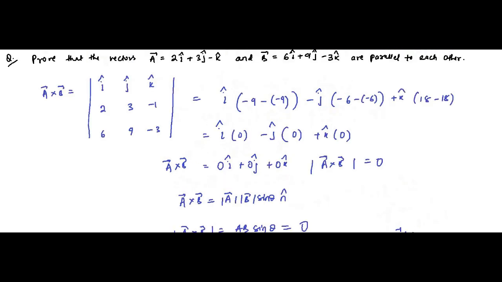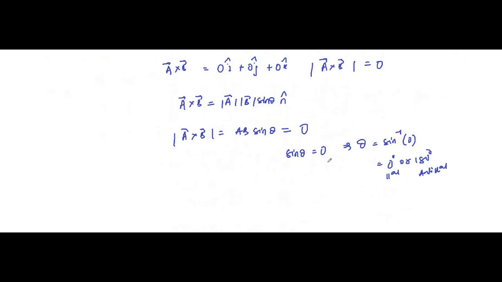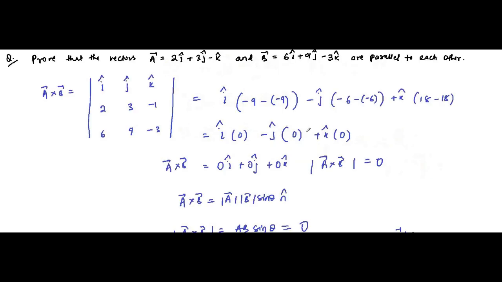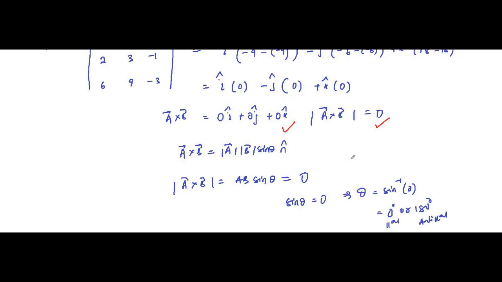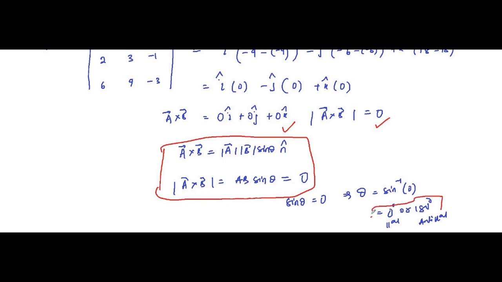Once you get this vector as 0 i cap, 0 j cap, 0 k cap, it means that the two vectors are either parallel or anti-parallel with respect to each other. Parallel when they are directed in the same direction, anti-parallel when they are directed in the opposite direction but parallel with respect to each other. So we have proved here that the two vectors are parallel or anti-parallel, first because we got this result, and then as per this definition of cross product or vector product, when sine theta is 0, theta can be these two possibilities.